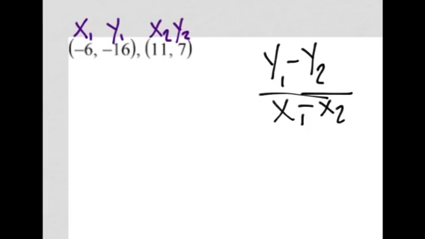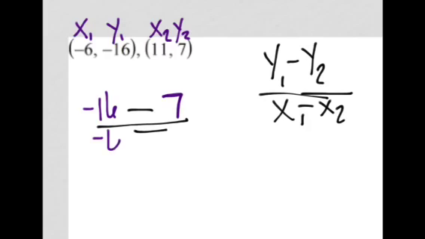So now all I have to do is fill it in to my formula. You'll notice these subtraction signs stay. They are part of the formula. So y1, which is negative 16, goes first. y2, which is 7. x1, which is negative 6. And x2, which is 11.